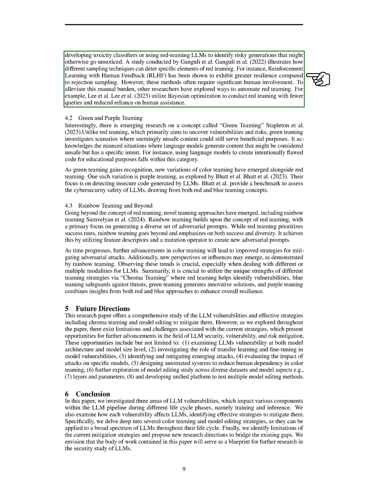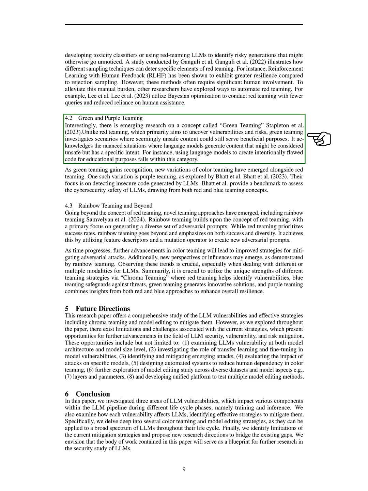A study by Ganguly and colleagues shows how different sampling techniques can influence red teaming efforts. For example, reinforcement learning with human feedback, RLHF, has demonstrated greater resilience compared to rejection sampling, although these methods often require significant human input. To reduce this manual effort, some researchers are looking for ways to automate red teaming. For instance, Lee and their team use Bayesian optimization to conduct red teaming with fewer queries and less reliance on human assistance.